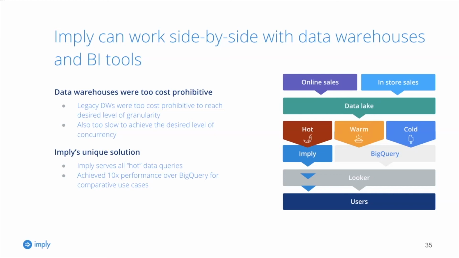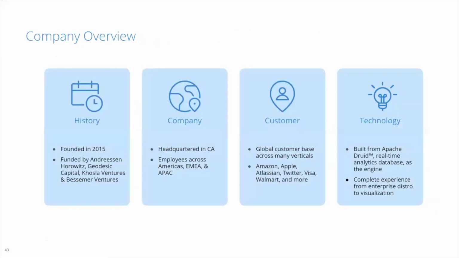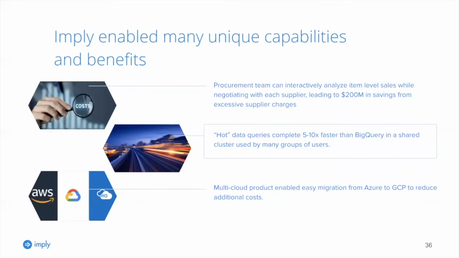right? So today, what has happened? They are actually having hot data queries which are completing 5 to 10 times faster than BigQuery, right? And therefore, the procurement team can interactively analyze item level sales while negotiating with each supplier. It leads up to 200 million in savings from excessive supplier charges. That's based on what they have told us the last time we spoke to them. That has increased exponentially in the last 12 months. And it's multi-cloud product enabled. So therefore, they could easily migrate from Azure to Google Cloud to reduce additional costs. That's what this customer has used us for.